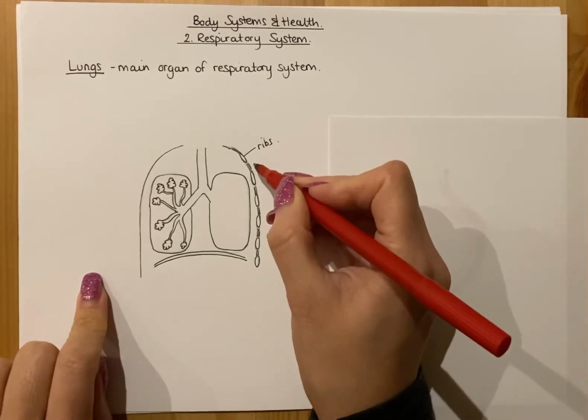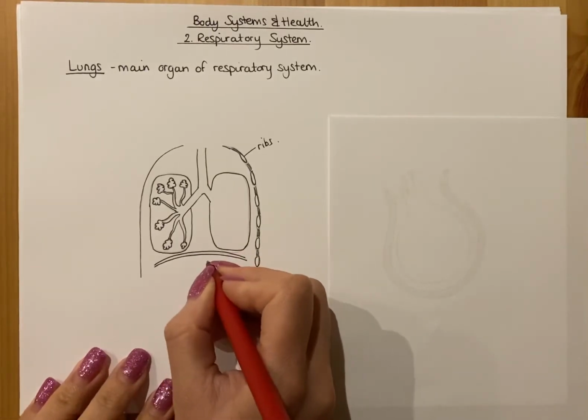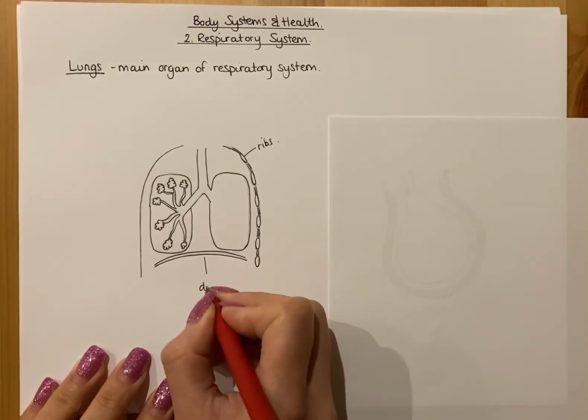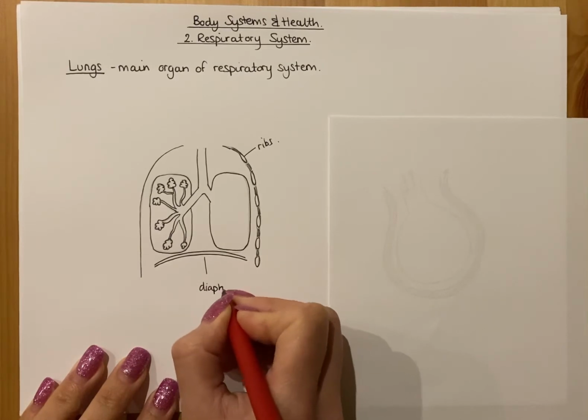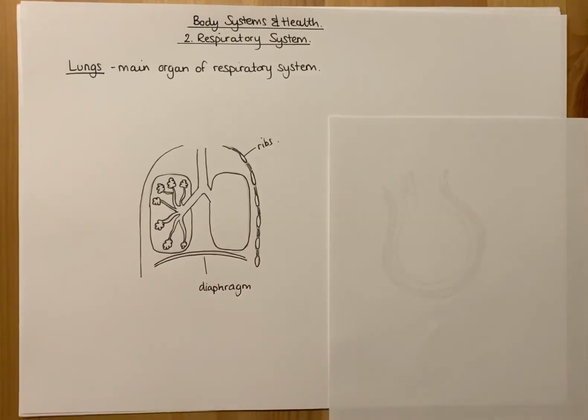Okay, there'll be muscles in between the ribs. And then there's also a muscle underneath your lungs. And this muscle is called the diaphragm. Now that diaphragm is spelled with a silent G. Now these two structures, the rib cage and your diaphragm, are involved in breathing, which we're going to talk about in a little bit.